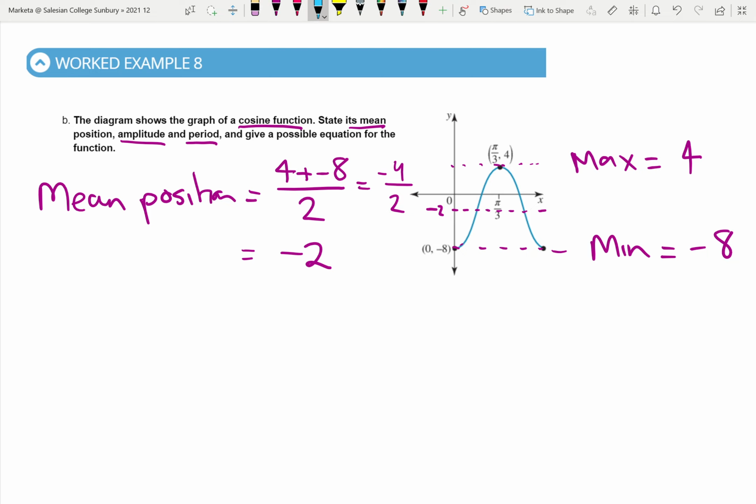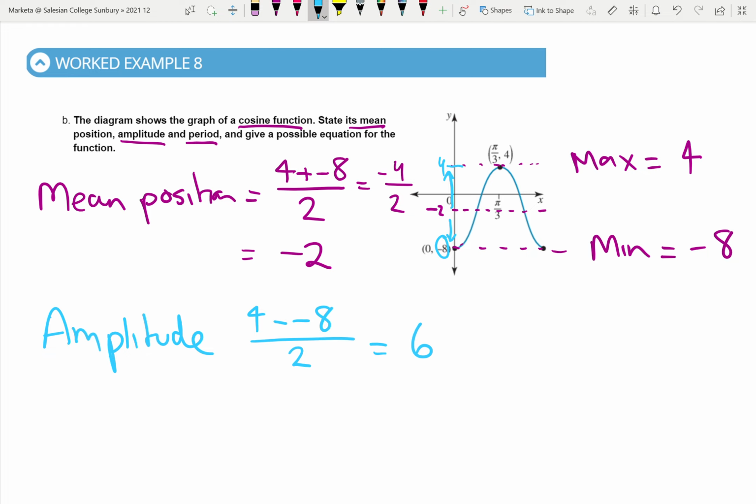Let's look at the amplitude. Really, the amplitude we can get just from the picture here. We know this is a 4, and we know this is a -8 here. So you can see that from the mean position, we're going up by 6 and down by 6 to get to the maximum and minimum respectively. So the amplitude is 6. But if you didn't know that, you could have said, well, 4 minus -8. So you could have subtracted, divided by 2, and that will give you 6 as well. So the amplitude is 6.